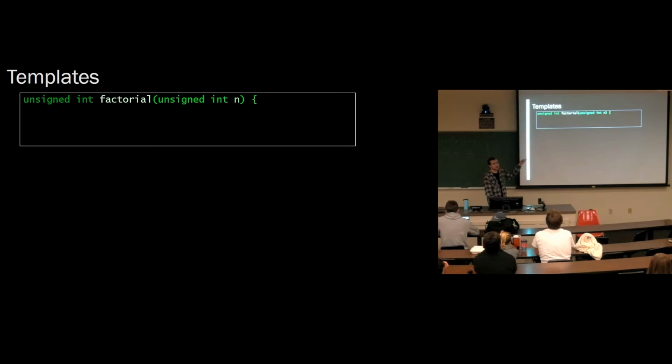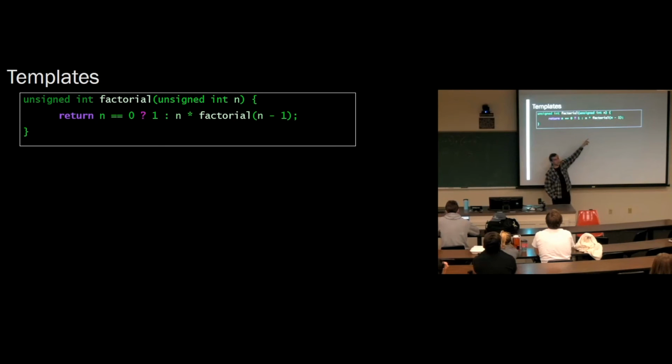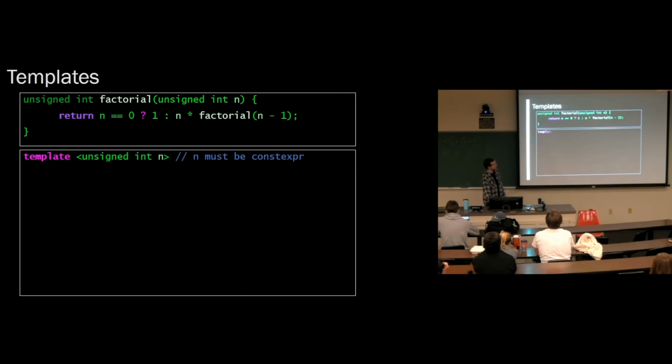So here we've got a factorial function. It's recursive. This is another ternary. If n is 0, return 1. Otherwise, return n times factorial of n minus 1. Factorial function, classic. Here is a compile time factorial function. This will compute factorials at compile time. You'll be making the compiler compute factorials for you so that they're not computed at runtime.